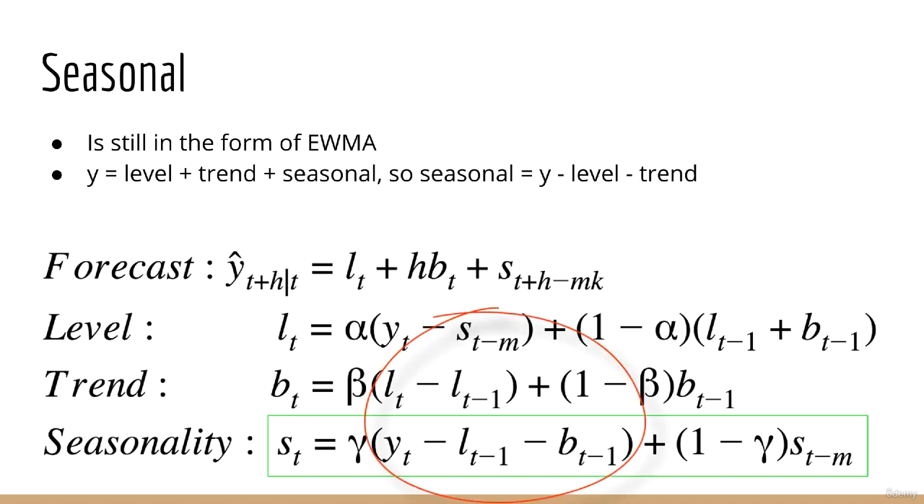For the new value, this makes sense when you consider the forecast. Recall that y is equal to the level plus trend plus seasonal component. Therefore, the seasonal component is y minus the level minus the trend. If you think of it like an equation, you're just moving the level and the trend to the other side to isolate the seasonal part.